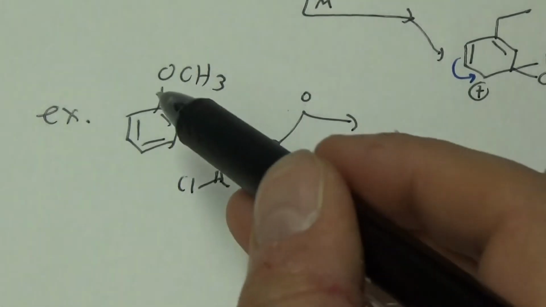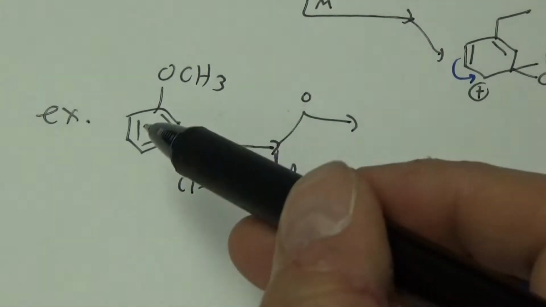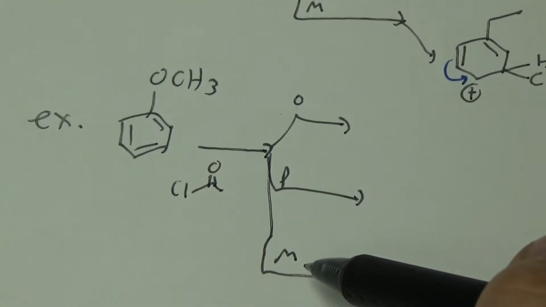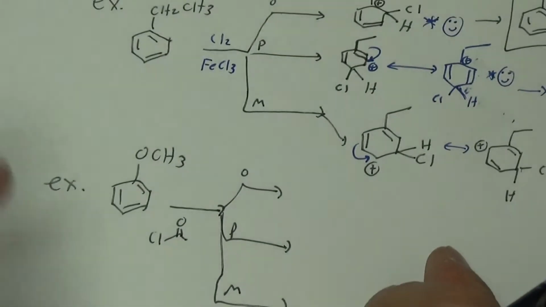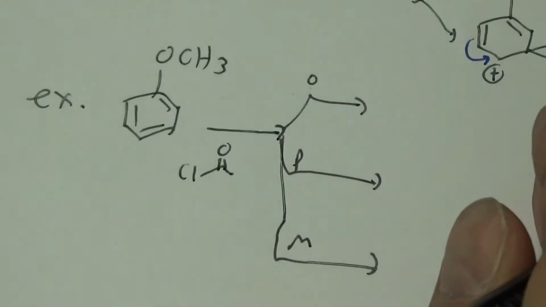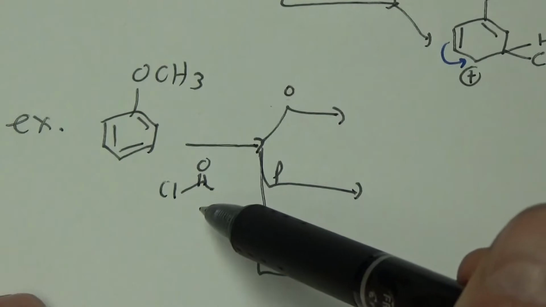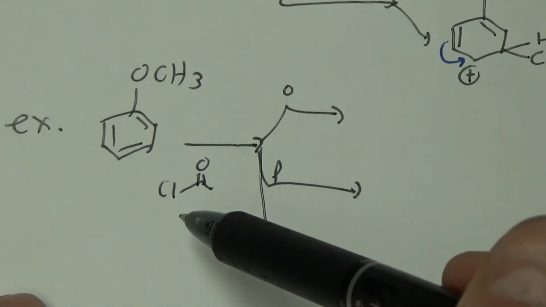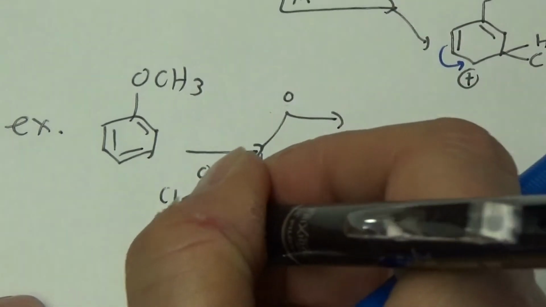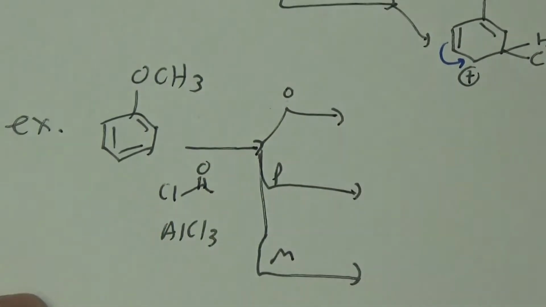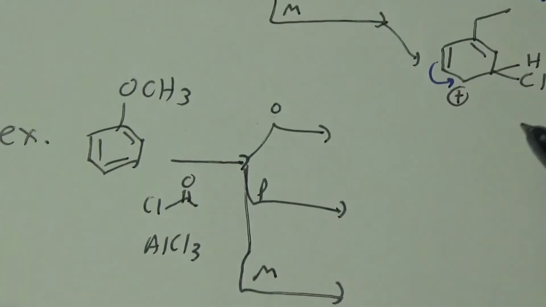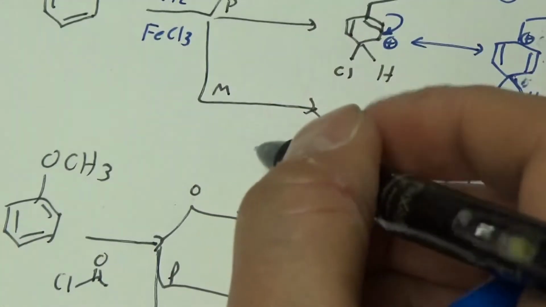I'll give you a hint. It's going to be ortho-para favored, because we know this is an ortho-para director. Meta won't be favored. It's going to be very similar to the analysis we just showed. So what metal? Is it iron or aluminum? You have to think back from chapter 15. For Friedel-Crafts, it's aluminum, so it's AlCl3, whereas for chlorination, it's iron. Okay, so we draw the same intermediates.